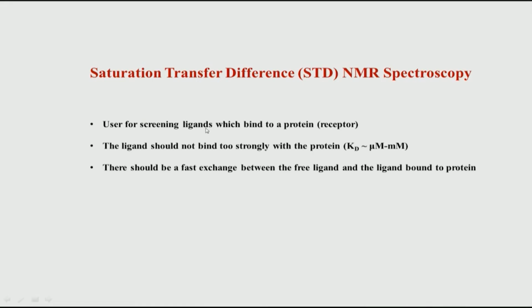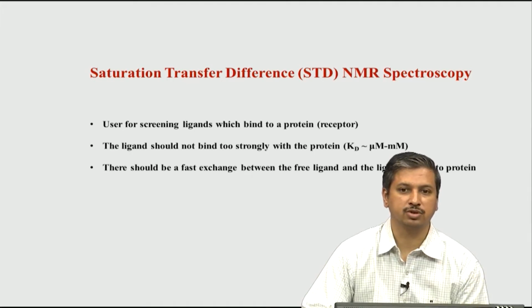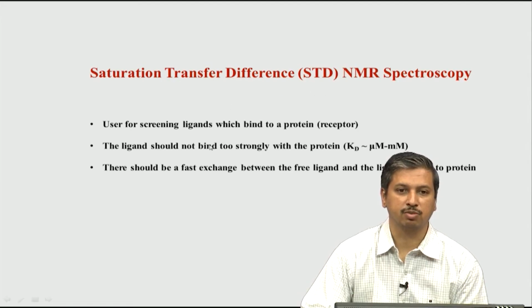Again, remember, let us say we have a target protein or a receptor which we have isolated, and we are trying to find out which molecule will bind to this protein, so we are screening a large number of molecules from a library. Let us say we have a library of 1000 compounds or even a million compounds. The goal is to find out how many of these million compounds bind to the protein. That is one reason why we would need to do this STD NMR experiment.